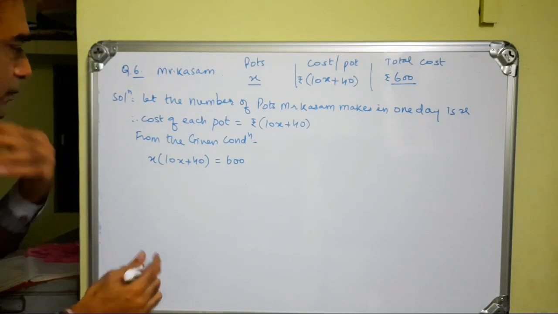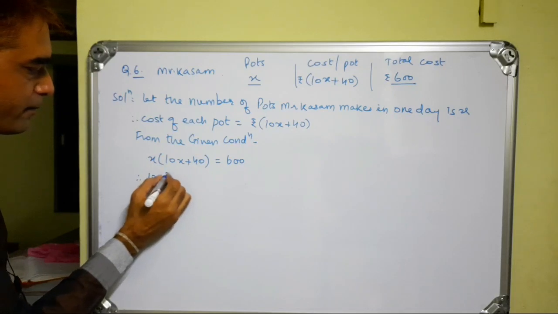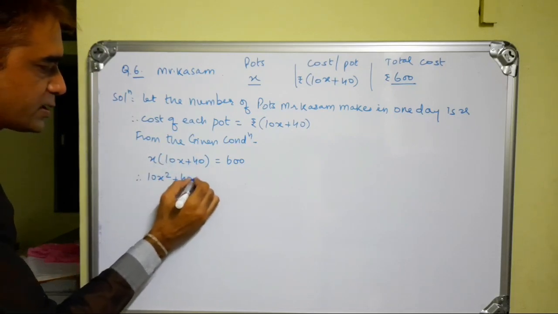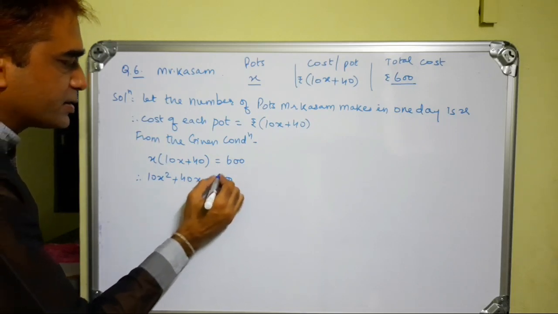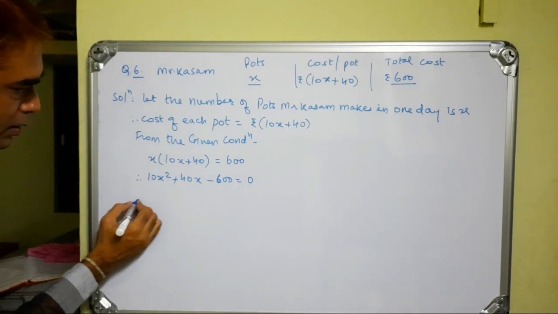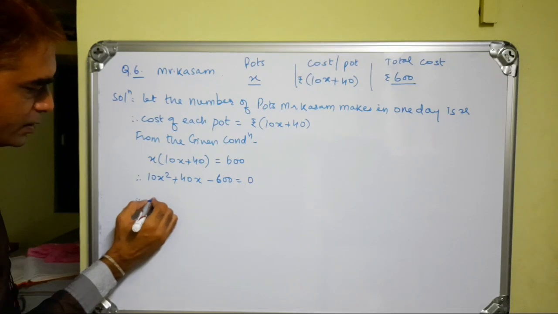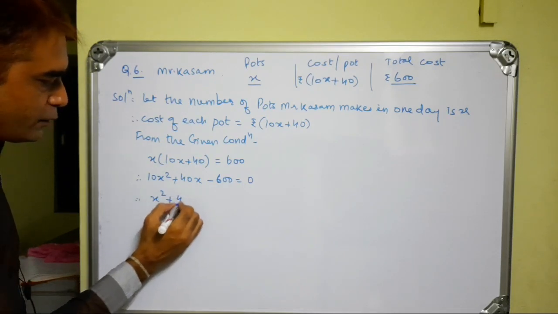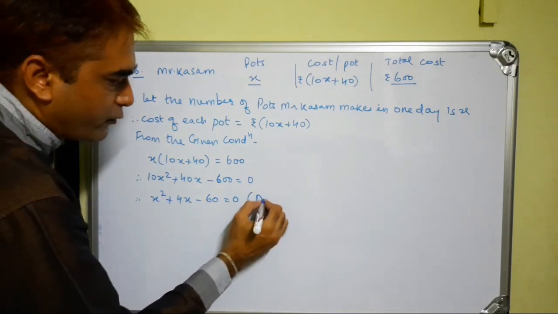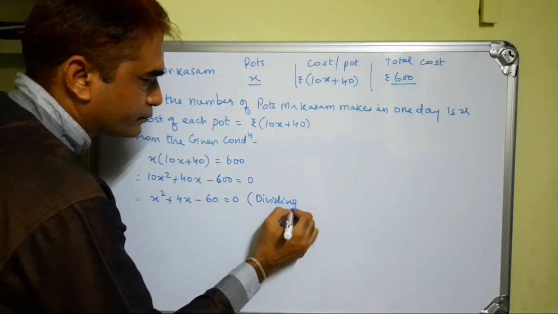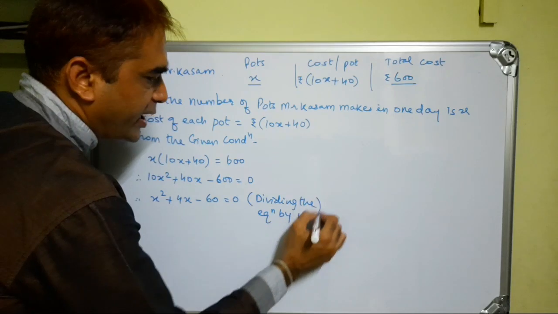Now after this we can solve. Let's solve this equation completely. So 10x square plus 40x minus 600. Let's write this 600 on the left side, equals 0. Now dividing the whole equation throughout by 10. So x square plus 4x minus 60 equals 0.